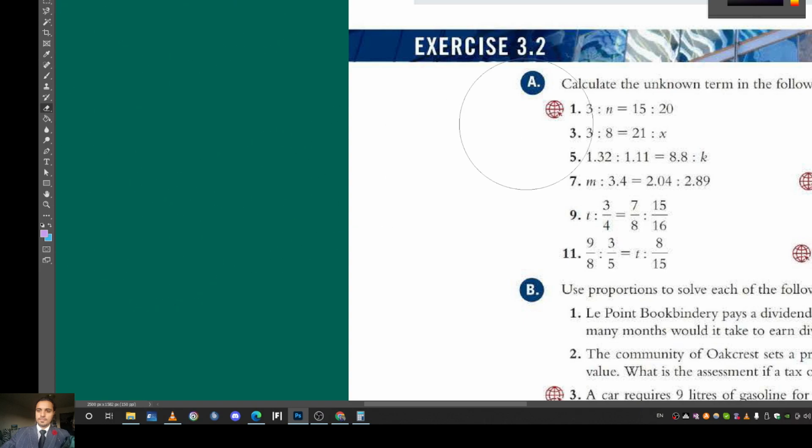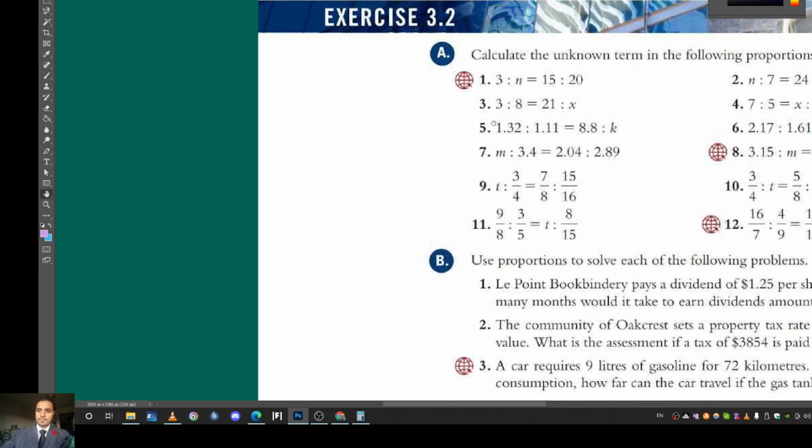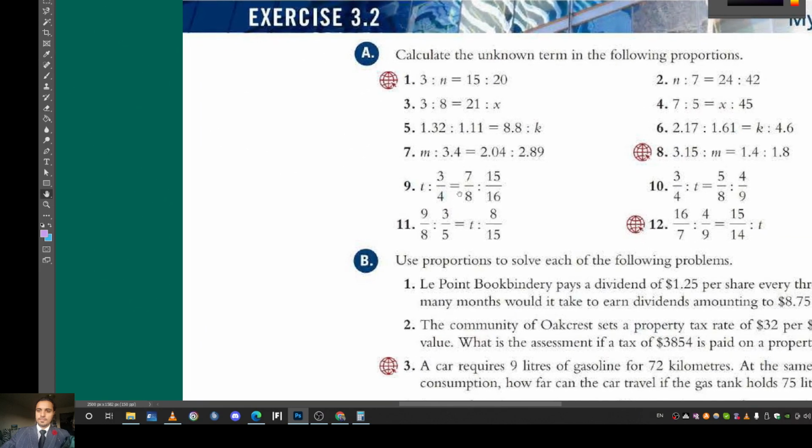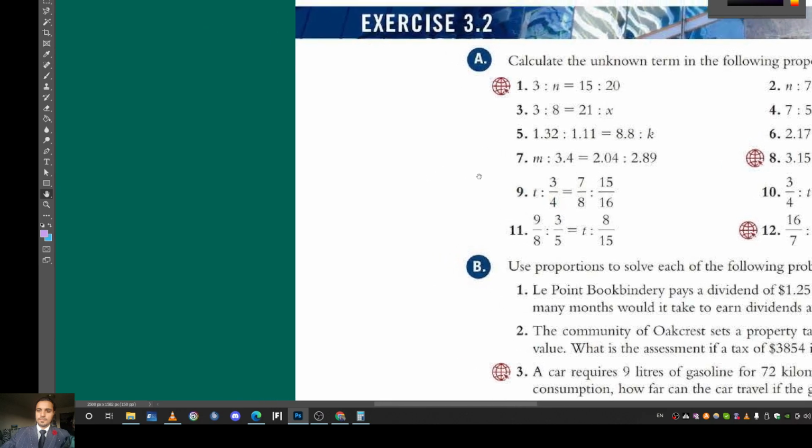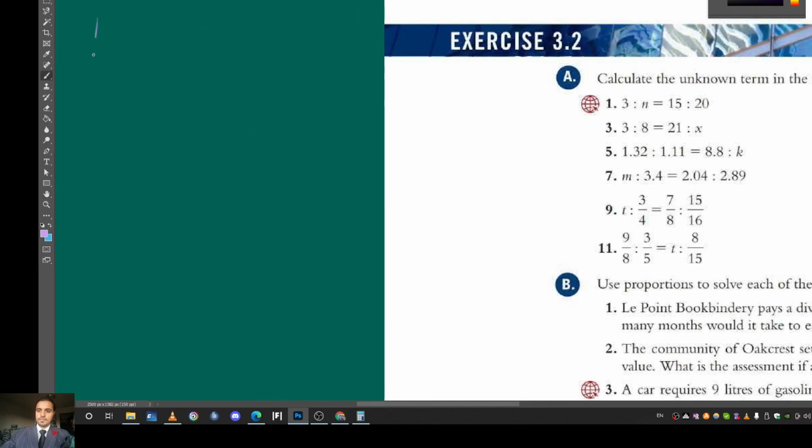Okay, so that's good. Let's do one more question. Let's do something with fractions. So let's try number 9. t ratio 3 over 4, yes, t ratio 3 over 4. 7 over 8 ratio 15 over 16.